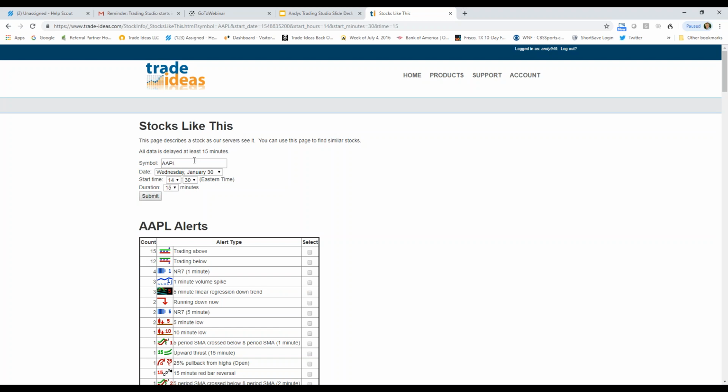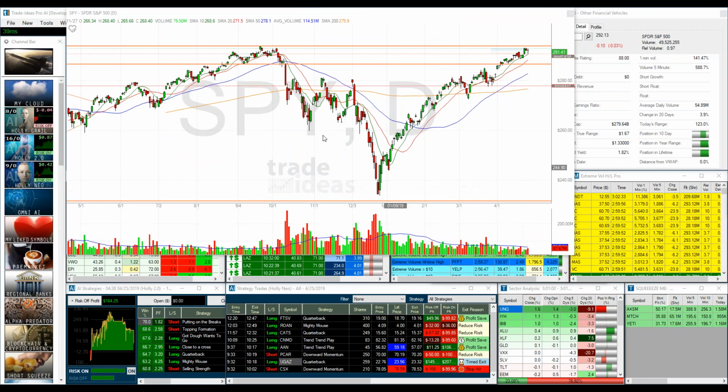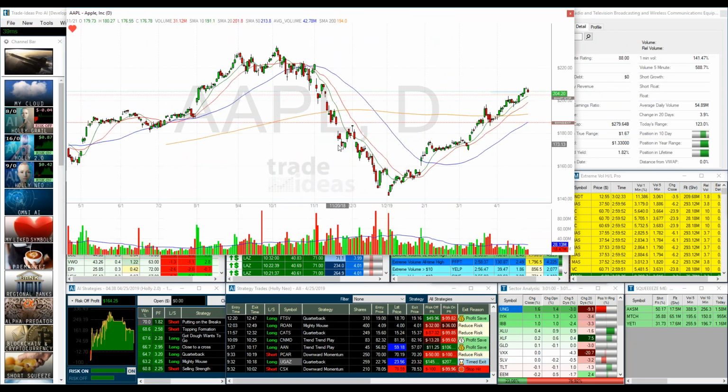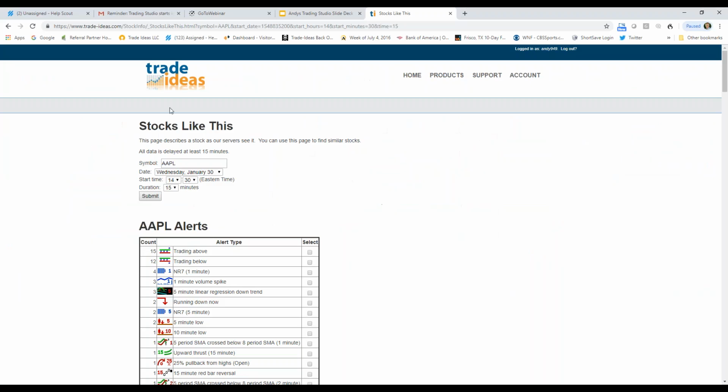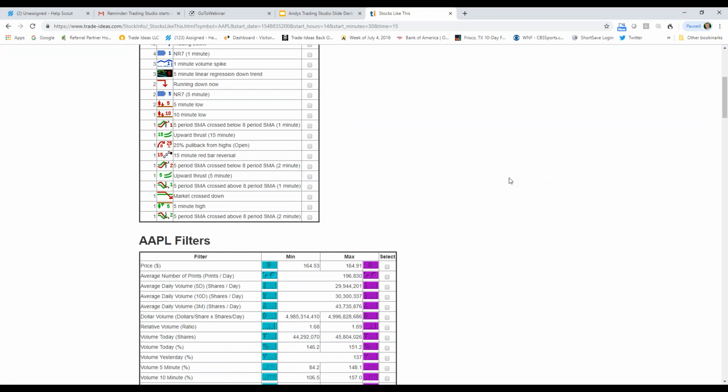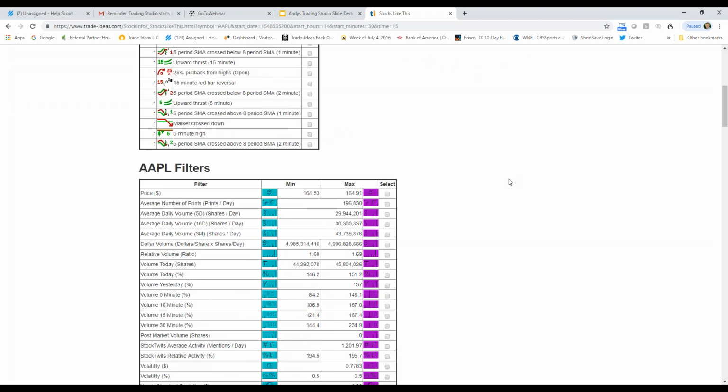And what you do is you put in the symbol, and I looked at the day that Apple cleared this 50-day, and it was on January 30th. So I put in January 30th, and I started it late in the afternoon because I wanted to make sure it had cleared that 50-period moving average, because obviously we could see it closed above it, but I wasn't sure intraday when it exactly cleared it. Put in a duration of 15 minutes. I hit submit, and it gave us every alert and filter that was satisfied during that period.